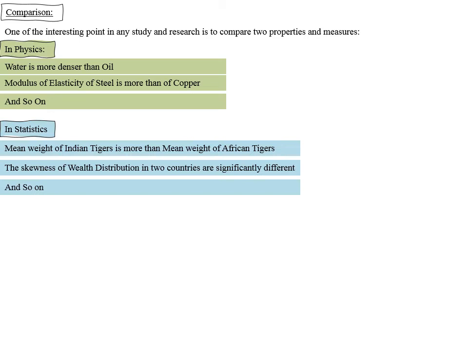For example, if I have data, we can make a comparison on the basis of their means, or perhaps on the skewness of the distribution, and so on, even variance, even standard deviation. There are many different types of measures with which you can make a comparison between two data.